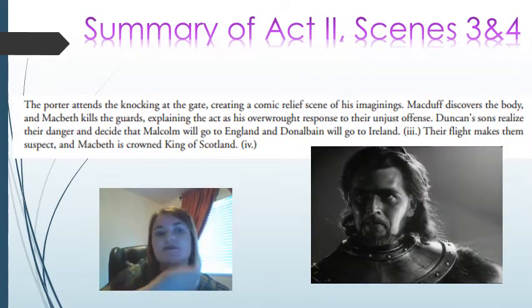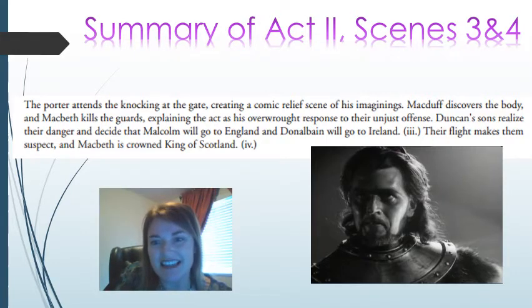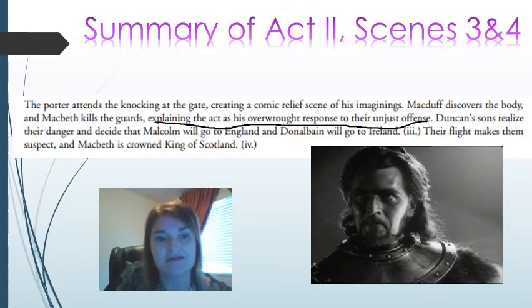Here's the summary. The porter attends the knocking at the gate, creating a comic relief scene. Macduff discovers the body, and Macbeth kills the guards, explaining the act as his overwrought response to their unjust offense. Duncan's sons realize their danger and decide that Malcolm will go to England and Donalbain will go to Ireland. Their flight makes them suspect. Macbeth is crowned King of Scotland. The witch's prediction came true.